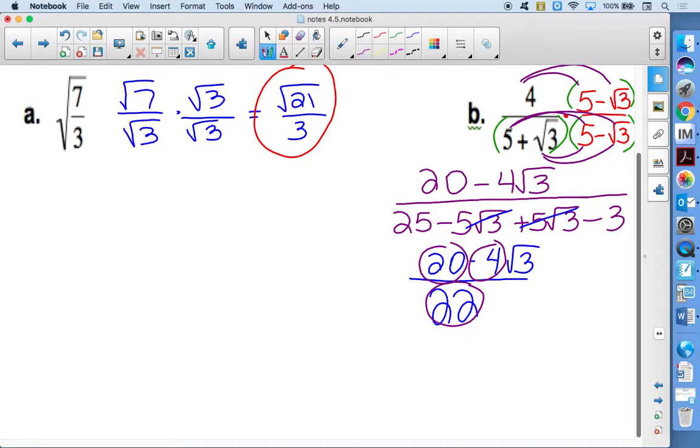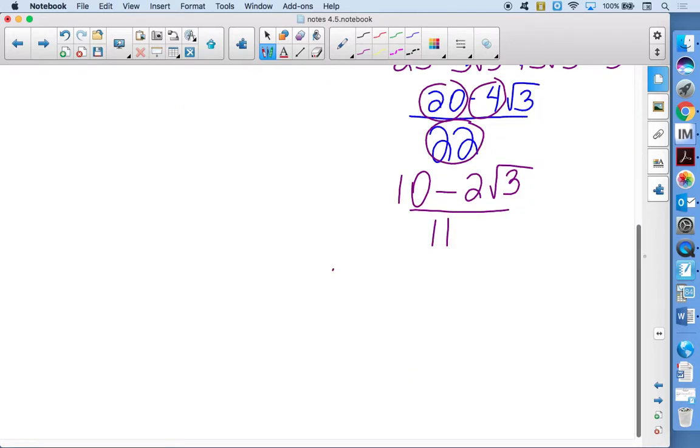So Nina, 20 divided by 2 is? 10. 4 divided by 2, 2. And 22 divided by 2 is 11. So I didn't divide the square root, I divided the numbers outside of the square root because they're all the same. They're all like terms. Questions? Is that the final answer? That's the final answer.